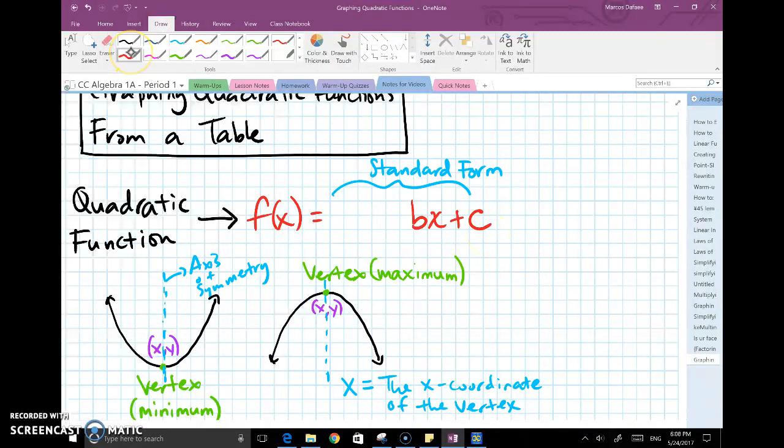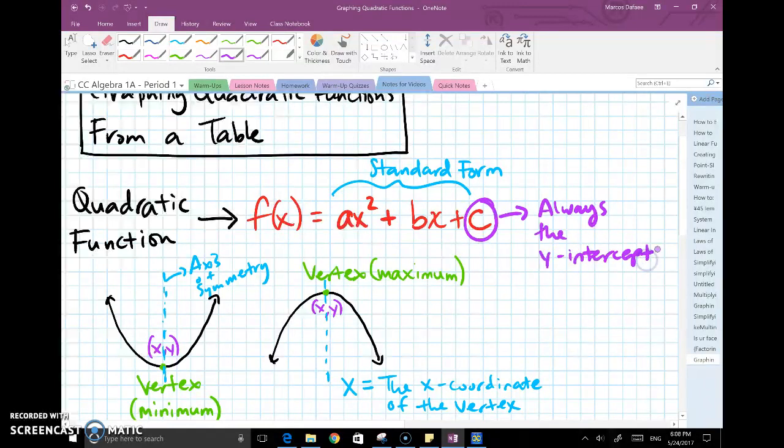But because we're dealing with a quadratic, we have an extra part to consider. However, this last constant still represents the y-intercept. Okay, and because of that, quadratics are very generous. They give you a free point to begin with, and it's whatever number this is, positive or negative.